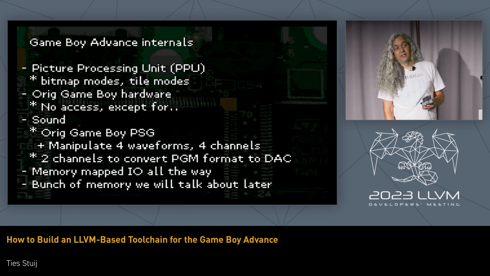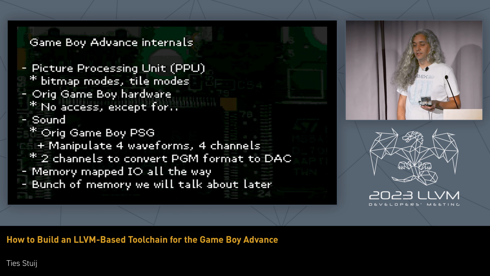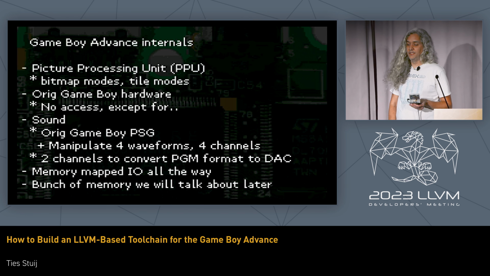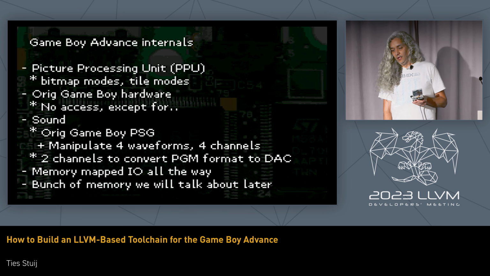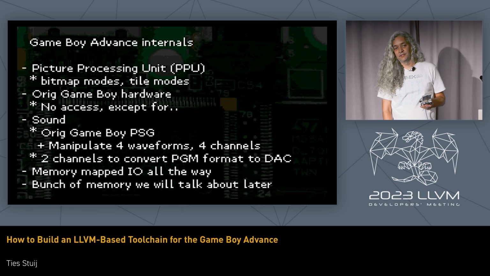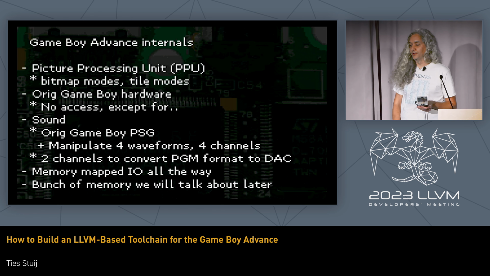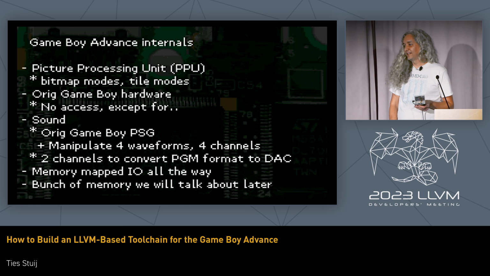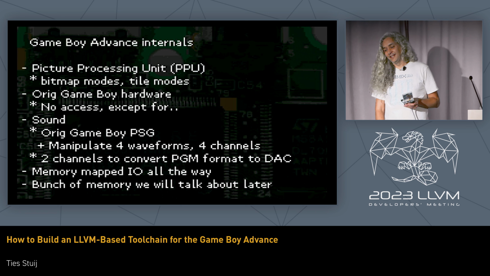The original Game Boy comes included with the Game Boy Advance because you can play original Game Boy games on it. You don't have access to it as a developer, except for the PSG, the sound chip, which has a couple of waveforms that you can manipulate, so you can square wave them and whatever. Next to that, it's got 2 sound channels to convert samples, your standard PCM samples. You throw them into a DAC, into a FIFO that feeds into the DAC, and you need the FIFO, and that's a hassle.